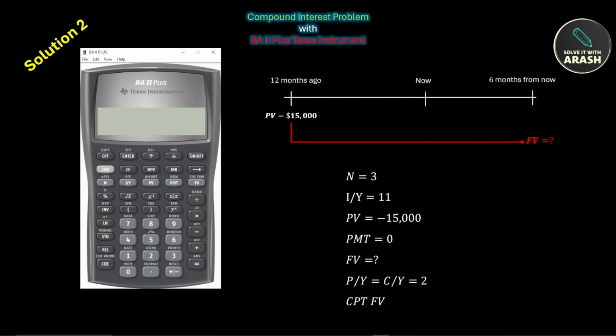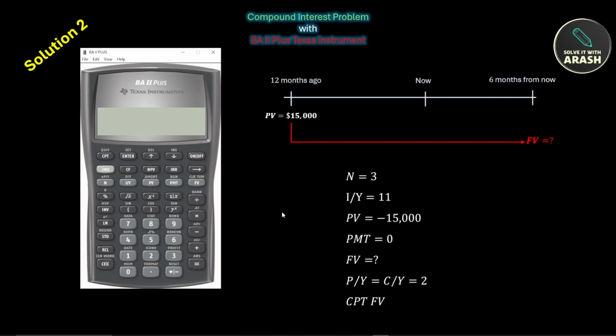PY and CY, both of them are 2. CY stands for compounds per year, and it's a semi-annually compound interest rate, so it equals 2. PY stands for payments per year, but there is no payment. In that case, when there's no payment, it must match with CY. Therefore, PY also equals 2. And finally, we press CPT, FV to find the future value.